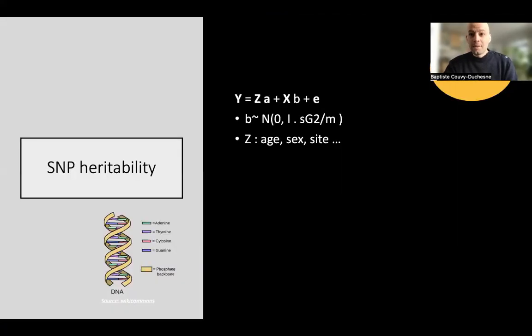Let's start with SNP heritability. So we want to estimate heritability from an observed matrix of SNPs of the individuals. So let's assume you are given your trait of interest Y, which can be BMI, as in the first part and the examples. We have covariates Z, such as age, sex, and site. And we have X, our full matrix of SNPs. We want to estimate the association between Y and all the SNPs, which is the SNP heritability.